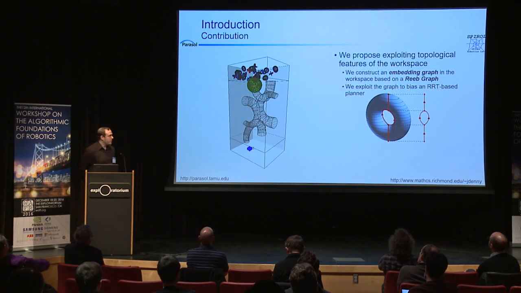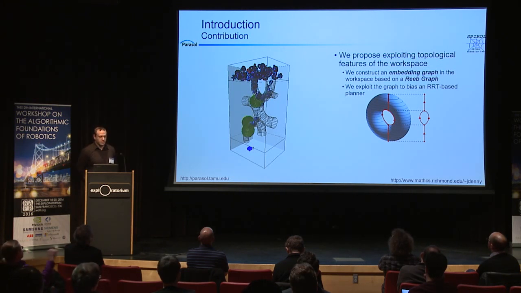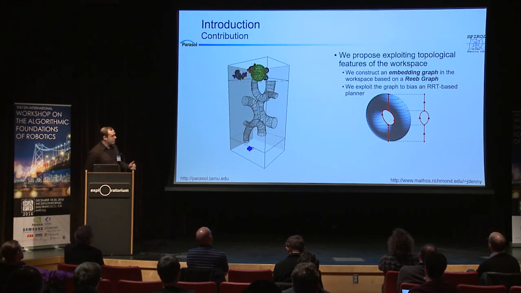So what we're going to do is compute what we call an embedding graph, which is some representation of the free workspace. In particular, we're going to use something from Morse theory called a Reeb graph. To give a simple example of a torus, it basically encodes the critical points of the evolution of a function along a topological space. For the torus, we can see the Reeb graph on the right.